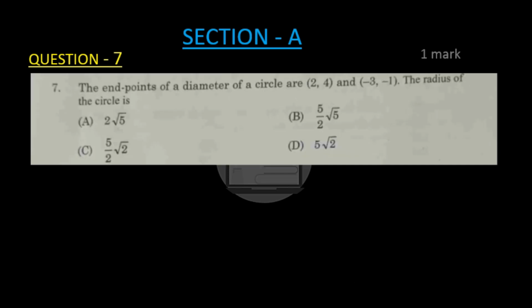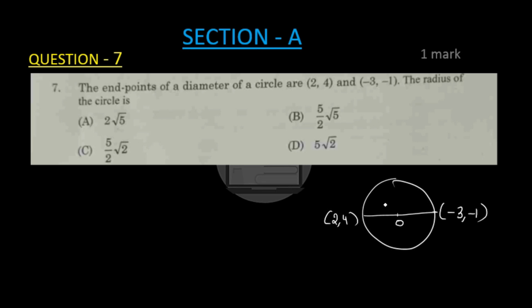The endpoints of the diameter of a circle are given as (2, 4) and (-3, -1), and we need to find the radius of the circle. This is a very easy question again. Circle. This is the diameter. Diameter is the chord that passes through the center of the circle. One end point of the diameter is (2, 4). The other end point is (-3, -1). And we have to find the radius.